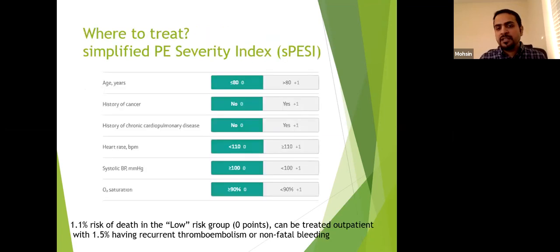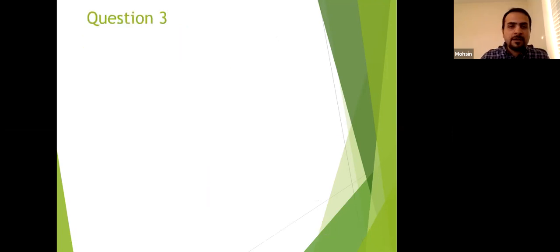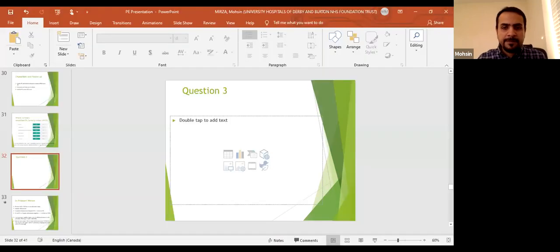So this is the simplified pulmonary embolism severity index score that you can use to calculate at the time of diagnosis of a PE, and that can help us decide when to admit or discharge the patient. Another question now. This is my last question, I think. Let's go back.